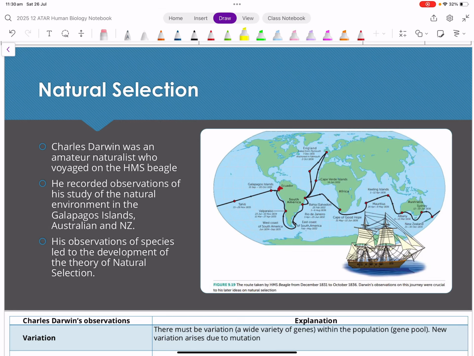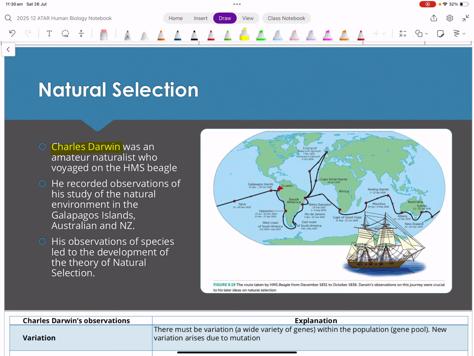Okay, so we're going to talk about natural selection, and you can't talk about natural selection without referencing where it originally came from. So, Charles Darwin was an amateur naturalist who travelled on a ship known as the HMS Beagle. Got a very dramatic representation of it in this image here.